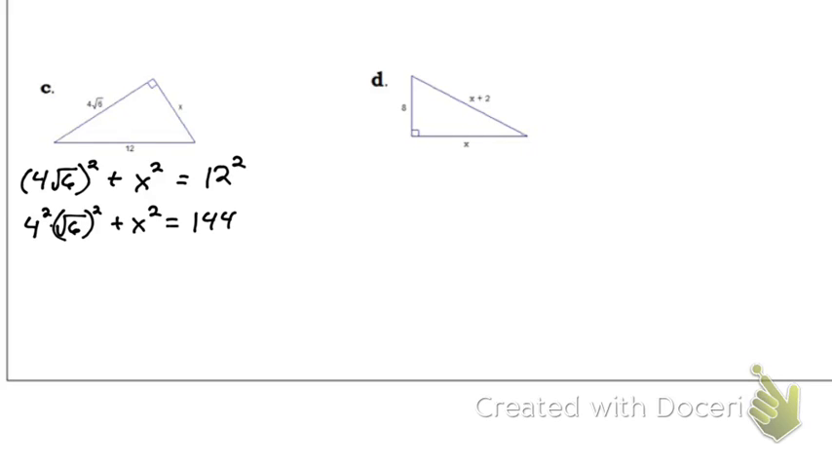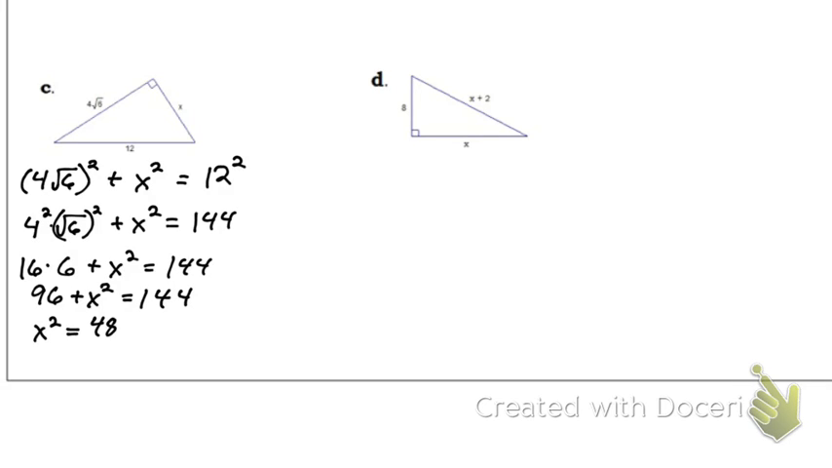Well, 4 squared is just 16. Who can tell me what square root of 6 squared is? It's not 36. Yes. It is just 6. Plus x squared equals 144. 16 times 6 is 60 plus 36, so that's going to be 96. Plus x squared equals 144. So we're going to have x squared equals, what was that, 48?